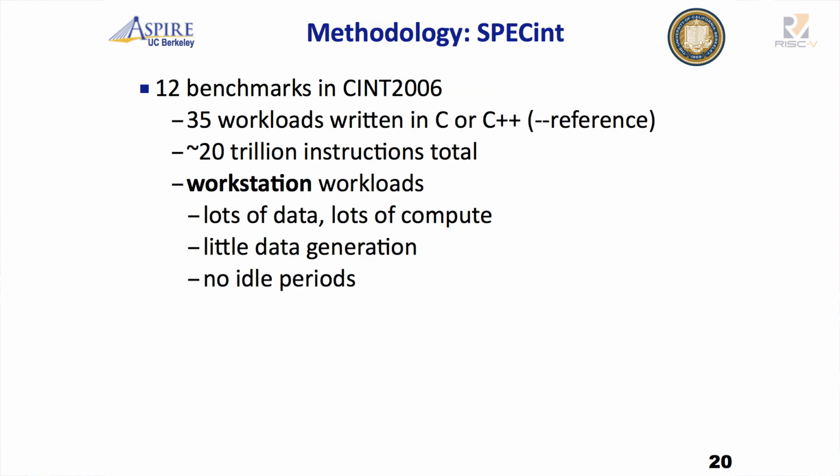We're going to use SPECint today. This is 12 benchmarks across 35 workloads, 20 trillion instructions, so that's about an hour to run on an Intel Xeon, and about an hour to compile on an ARM core. We'll be looking at the workstation workloads. This is lots of data, lots of compute, not a lot of data generation, and no idle periods. So we have to also be aware that we are looking at a very specific set of benchmarks.